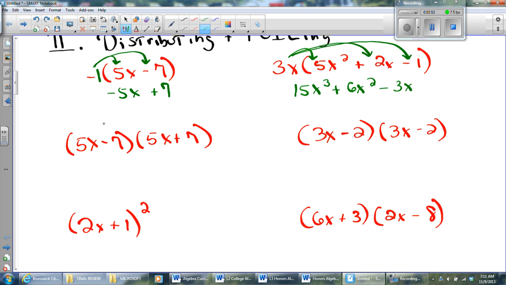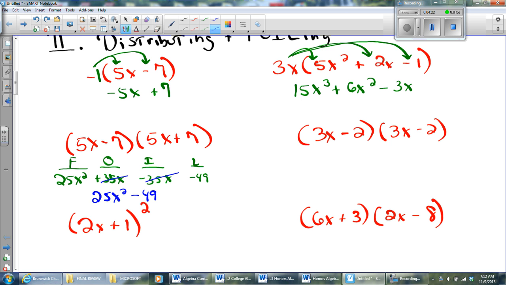All right, here is a FOIL problem. We have to do first, outer, inner, last. My firsts are going to get me 25x squared. My outers are going to get me positive 35x. My inners are going to get me a negative 35x. And my lasts are going to get me a negative 49. Now remember, I have to combine like terms, but these two terms will cancel out, leaving me with 25x squared minus 49.